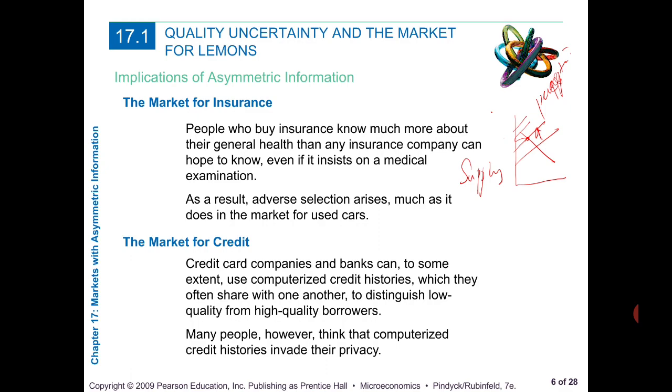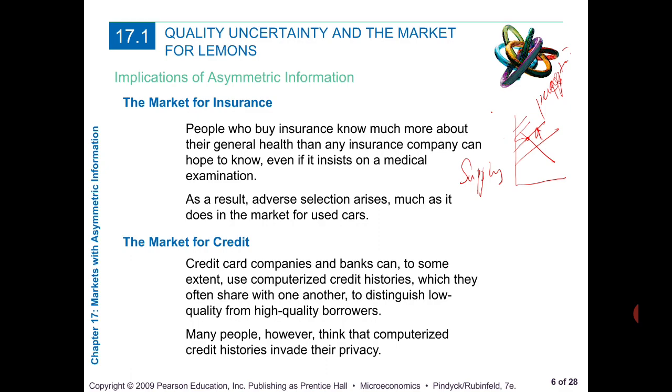So because of this asymmetric information, the banks will perceive that the borrowers are high risk, mostly low quality borrowers, and therefore they will charge a high interest rate. Okay. So how do you solve this, or how do you reduce the problem of asymmetric information?